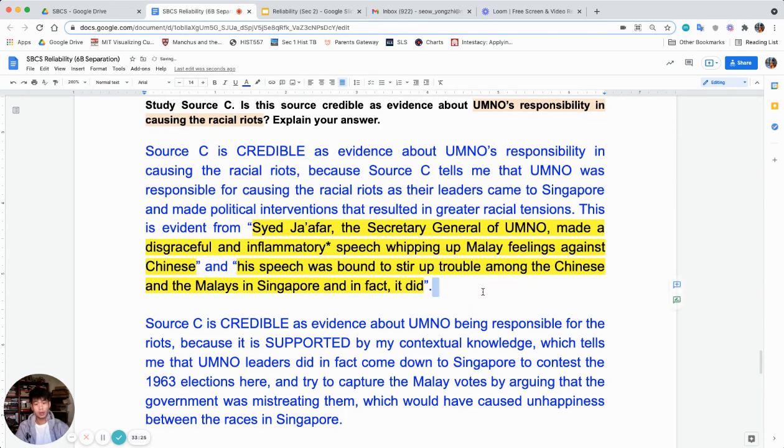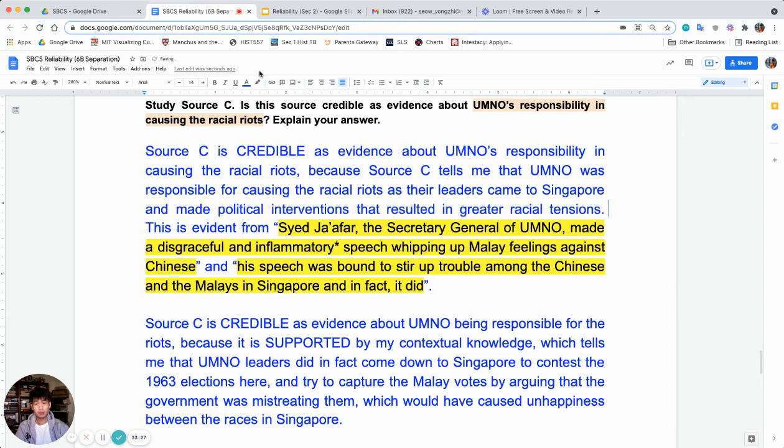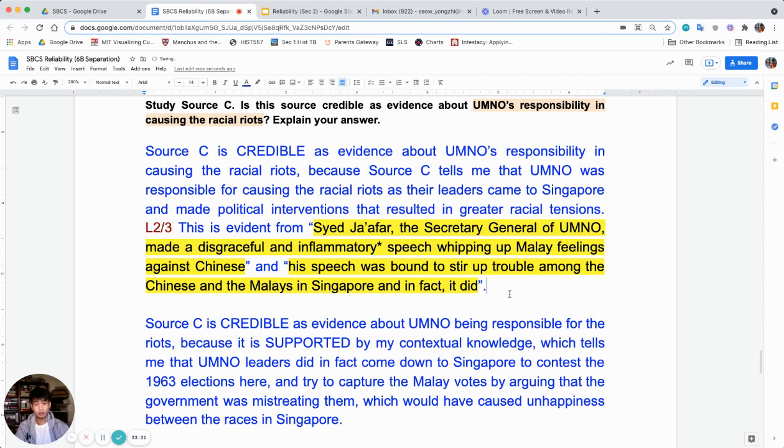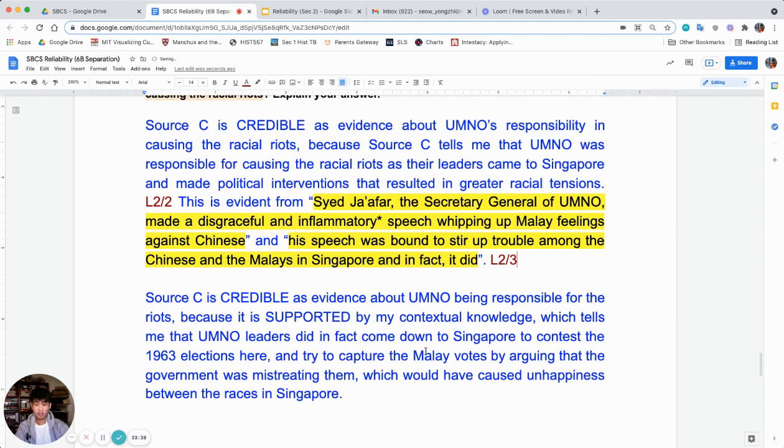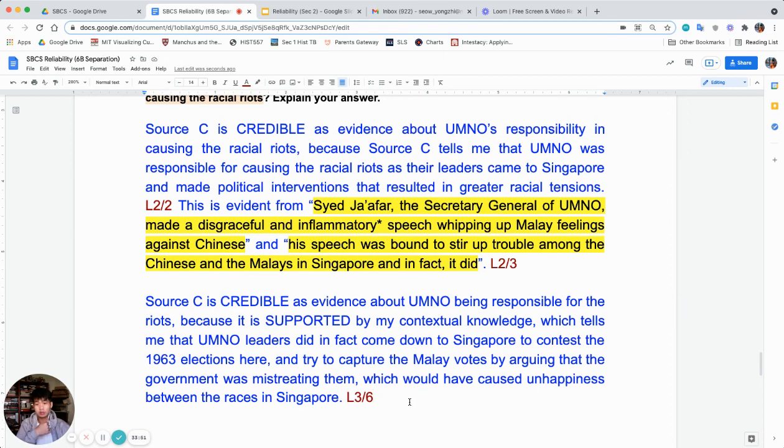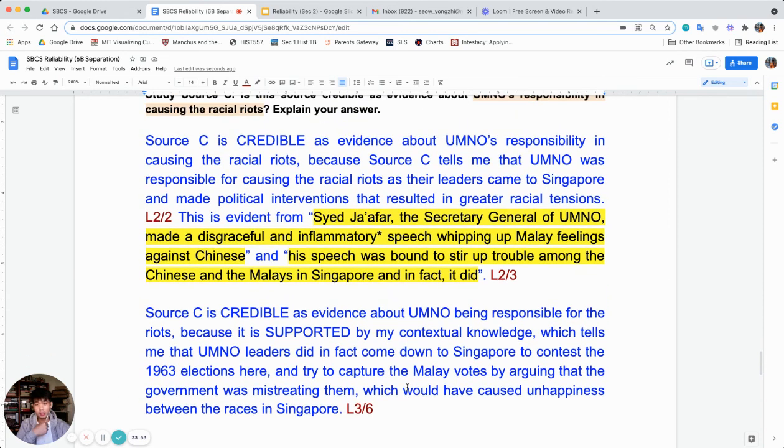So where are my marks? My marks are here. It's L23. Wrong. This is L22. This is L23. And this is L36. The cross-reference is very, very important. It brings you from barely pass to full marks. That is what we need for reliability question.